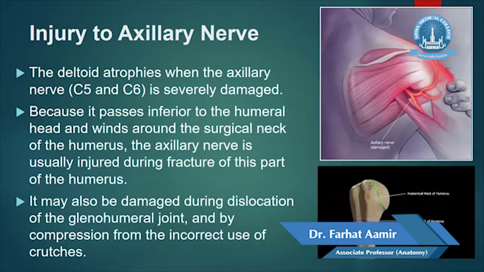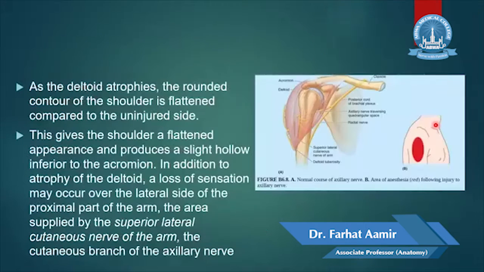This is also the most important question of your exam, which nerve will be damaged when there is a fracture of the surgical neck of the humerus. So this is the axillary nerve which is damaged when there is a fracture of the surgical neck of the humerus. It may also be damaged during dislocation of the shoulder joint and by compression from the incorrect use of the crutches. So in axillary nerve injury, there will be paralysis of the deltoid muscle.